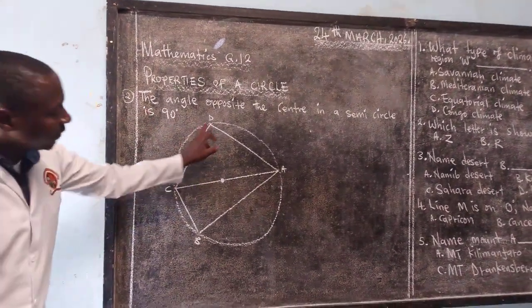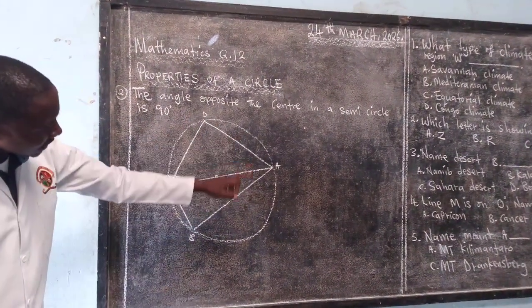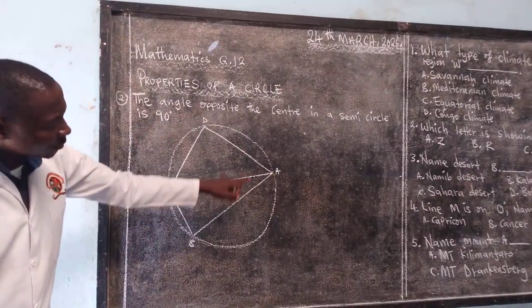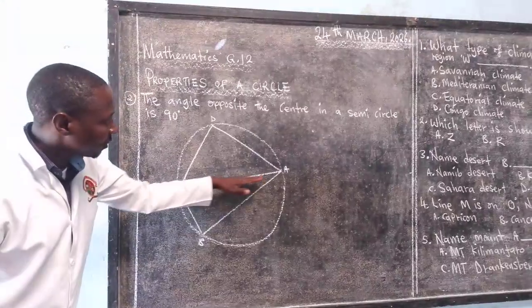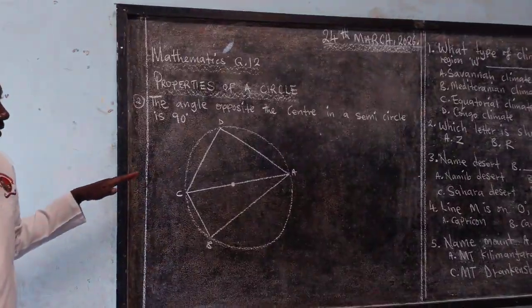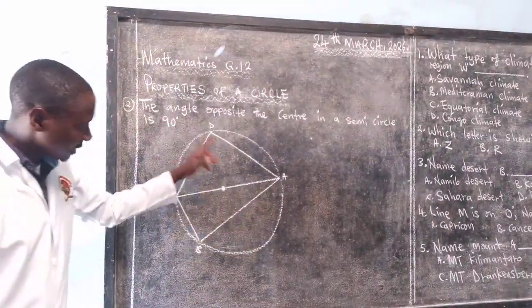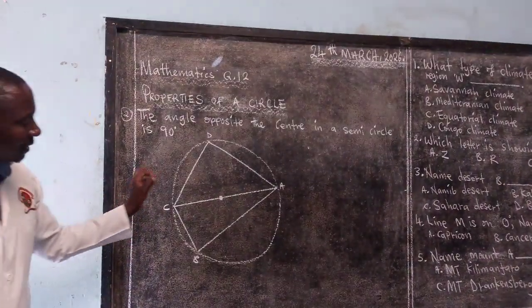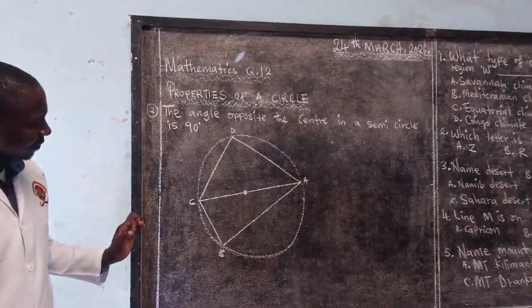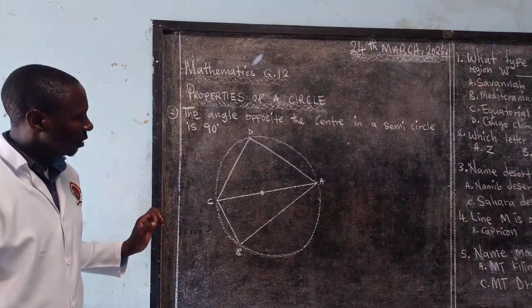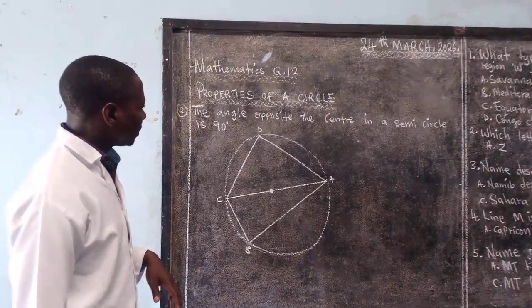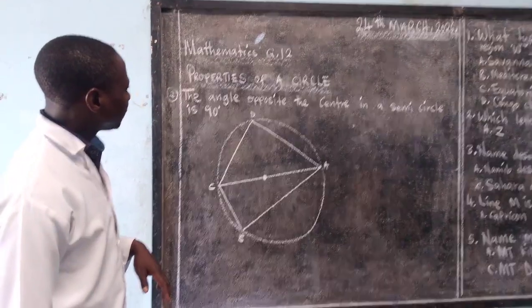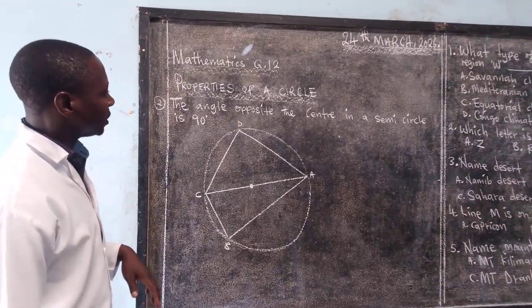About the properties of a circle. A circle has a lot of properties, of which diameter is one. Circumference is one of the properties. The radius, the chord, all those are properties. Today we are going to look at the properties in detail.